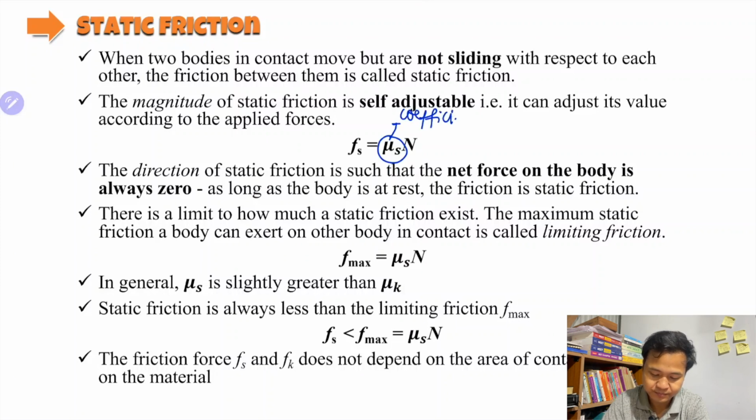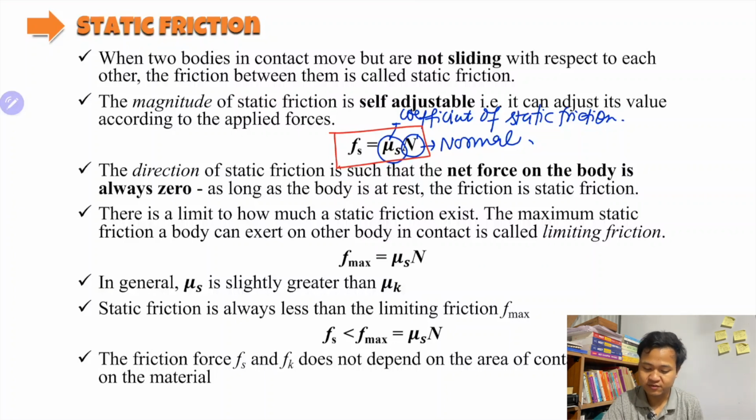Mu s is the coefficient of static friction, and N is the normal. So F equals mu s into N, which is the magnitude of static friction.